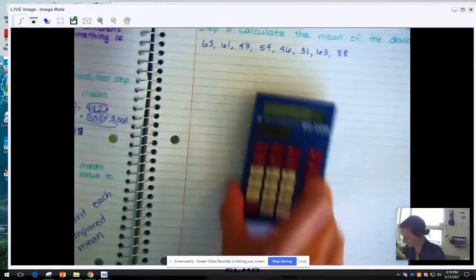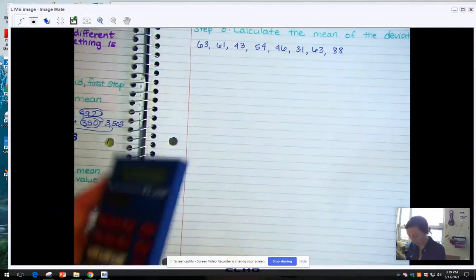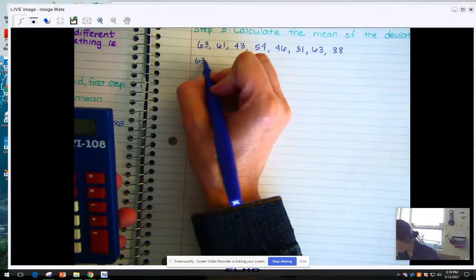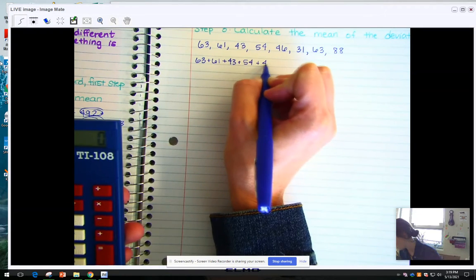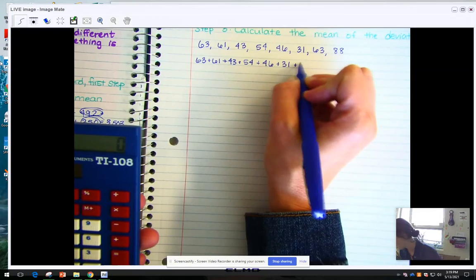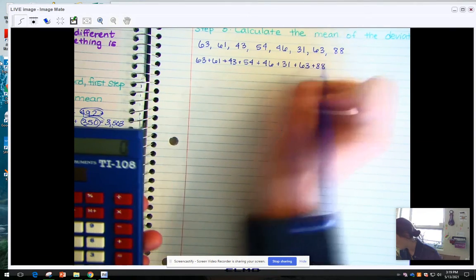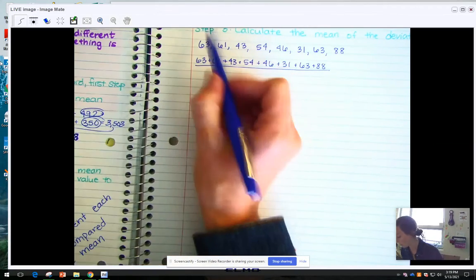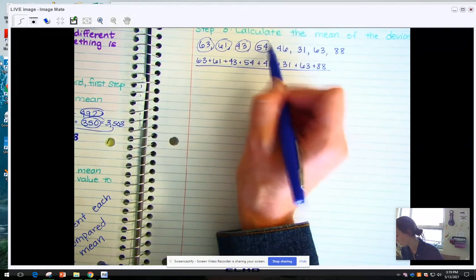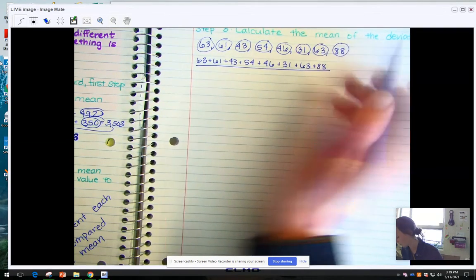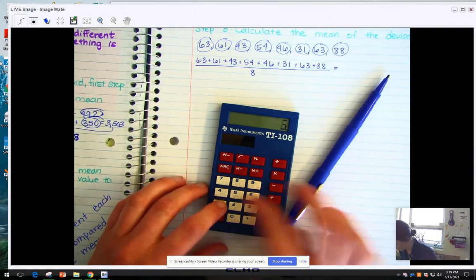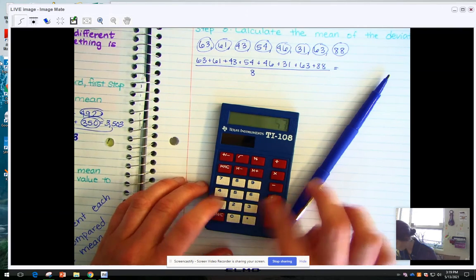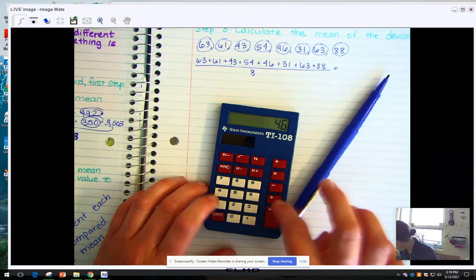And I find the mean again. So I add them all up. 63 plus 61 plus 43 plus 54 plus 46 plus 31 plus 63 plus 88. I'm going to find the sum of that and divide it by, if I had 8 values over here, I'm going to have 8 values over here because there's one for each number in the original data set. Yep, 8. All right, let's add again. You're always going to be able to use a calculator on these because holy smokes, a lot of steps.